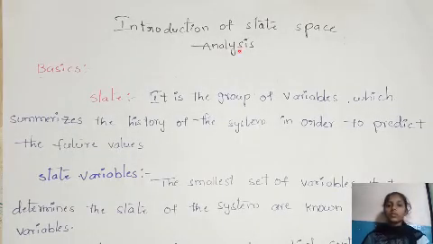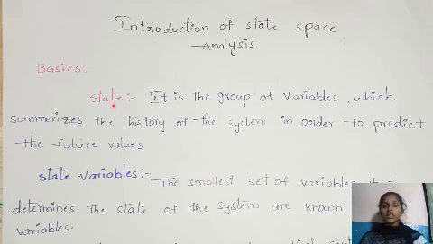Firstly, we want to know the introduction of state space analysis. First, what is state? State is a group of variables which summarize the history of the system in order to predict future values. State variables, for example, start at an initial stage like t equal to 0, which is the initial condition. When t is greater than t naught, we can use it to predict future values.